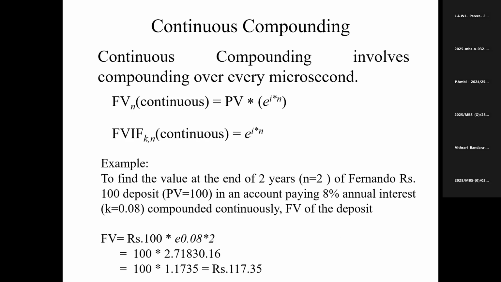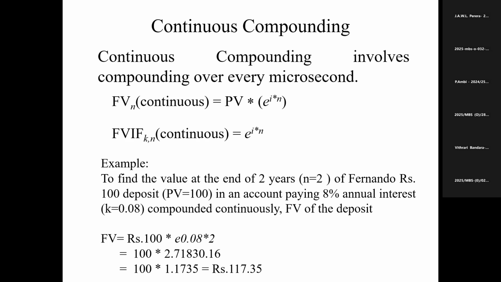You can say 100 rupees times e to the power of the interest rate, 8%, times the time period n. e stands for the constant value 2.7183. So this is 8% multiplied by 2, which is 0.16. If you calculate the value, it becomes 117.35. So this is continuous compounding.